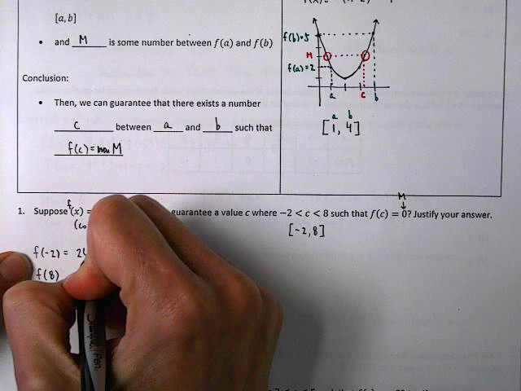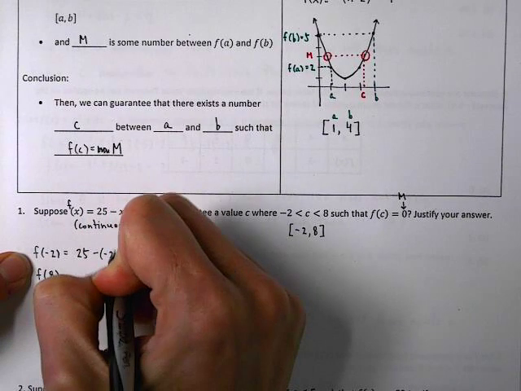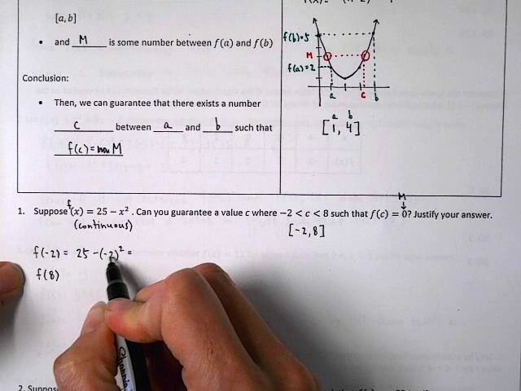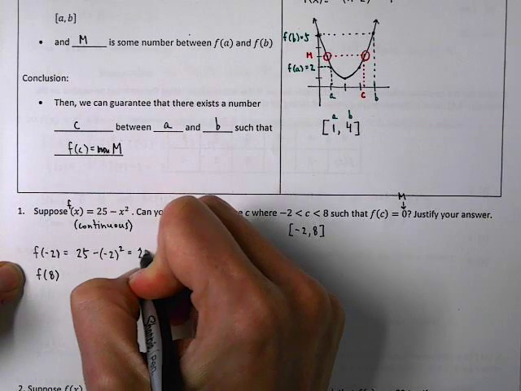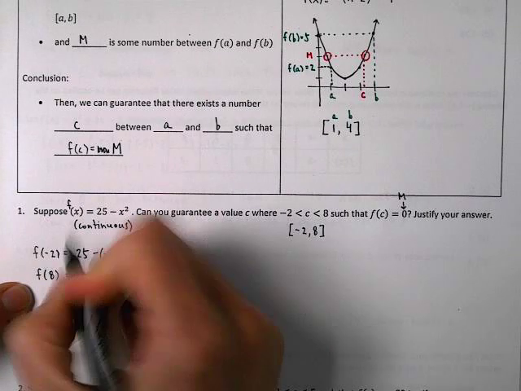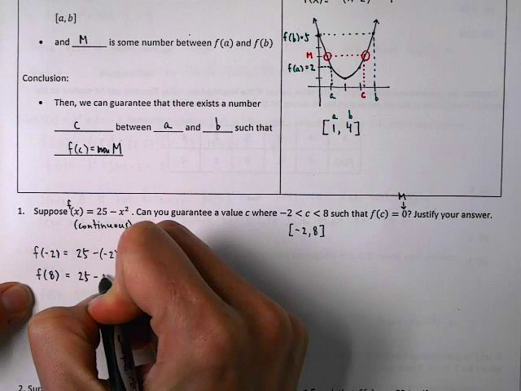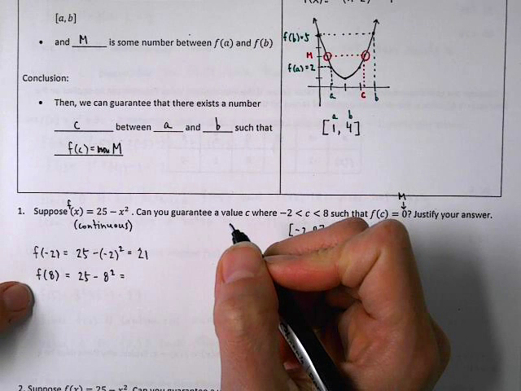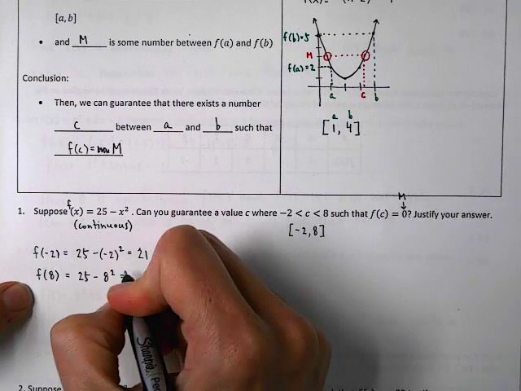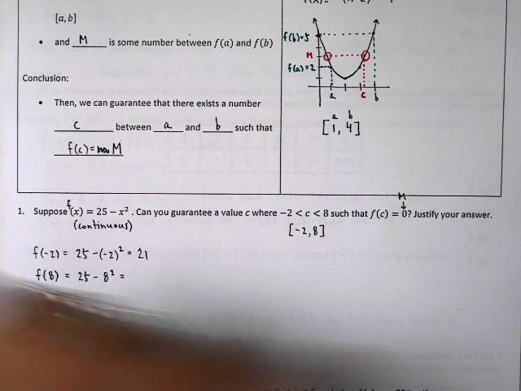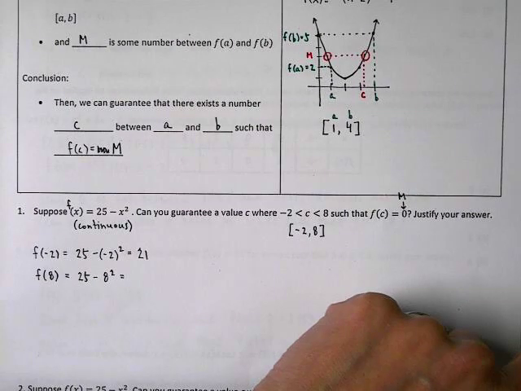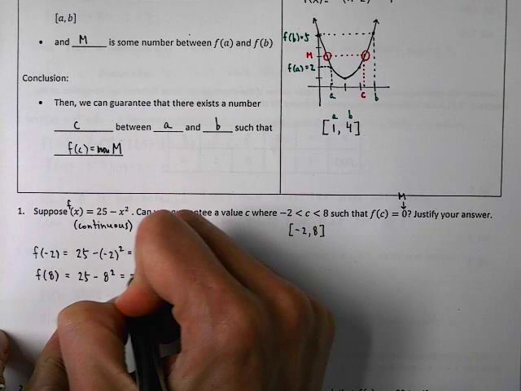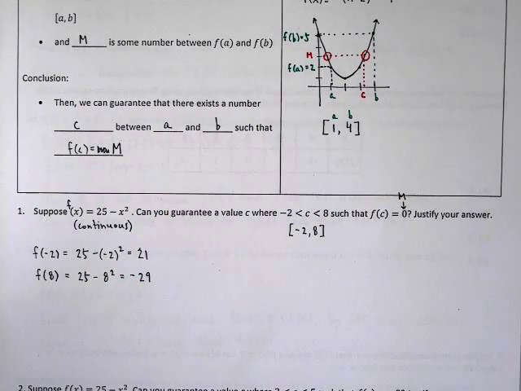Here I have 25 minus a -2 quantity squared. This is going to give me a positive 4, so 25 minus 4 is 21. See, f of 8, I have 25 minus 8 squared. So I have 25 minus 64. Let's see, what is that? I've got to work that out here. Yeah, it's going to be 29, negative 29 if I didn't mess that up there.